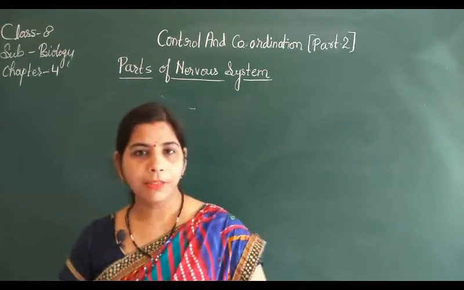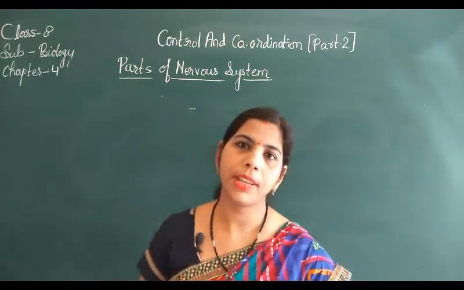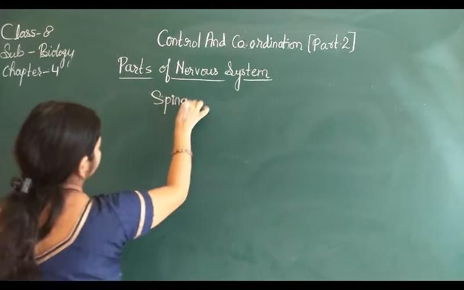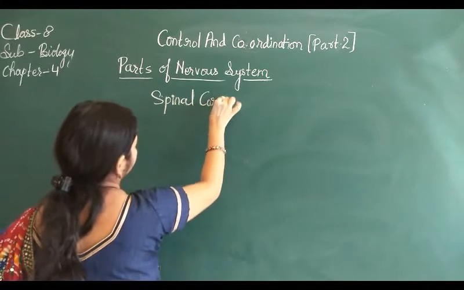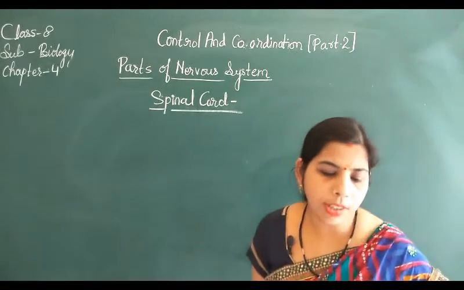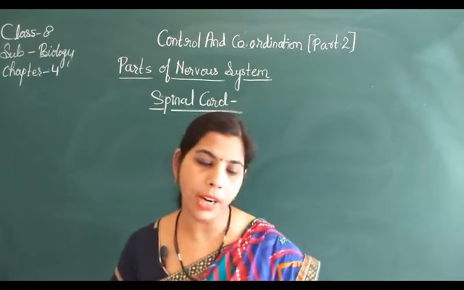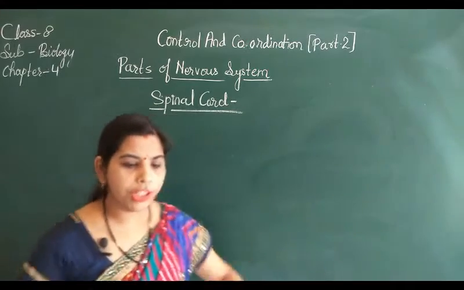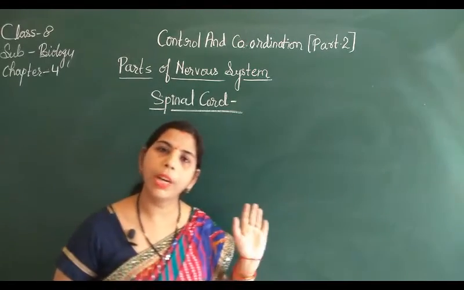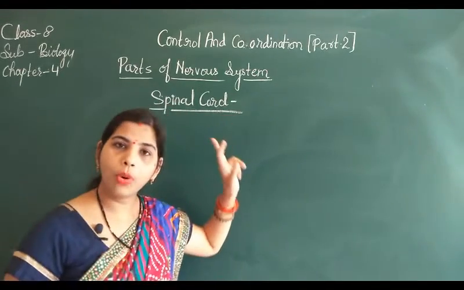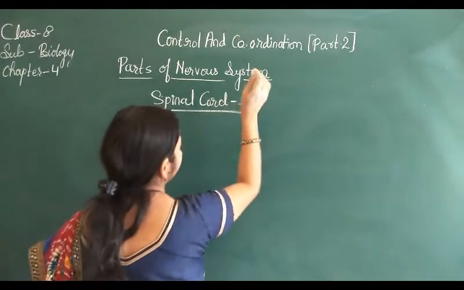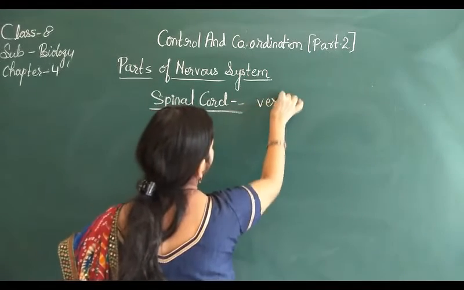Now the next part of the central nervous system is the spinal cord. Now this is spinal cord. This is also a very important part, and it is a tubular structure which is again protected by the bony covering called the vertebral column. Previously the bony covering was there in the brain, which is known as the skull, and it is protected by the bony covering called vertebral column.